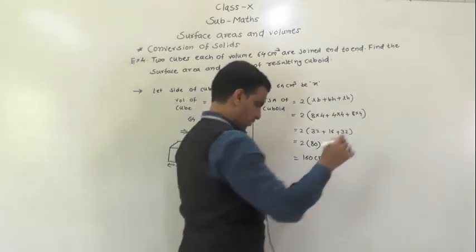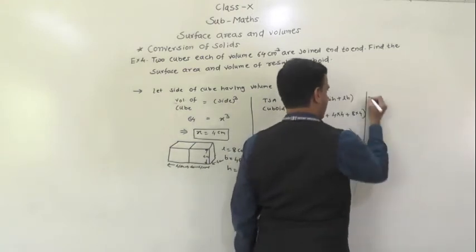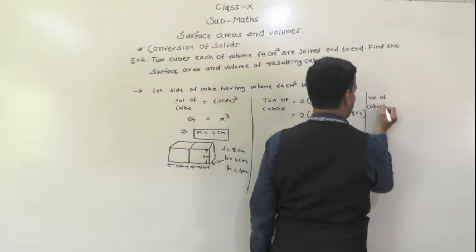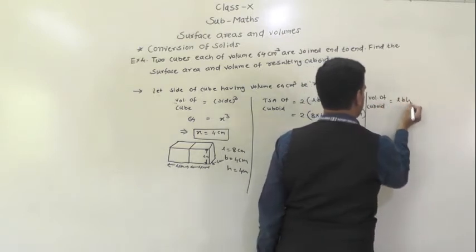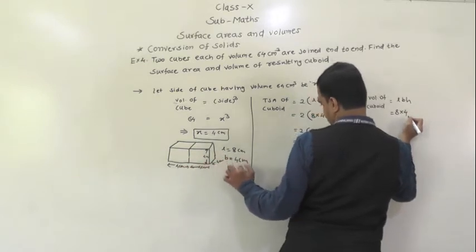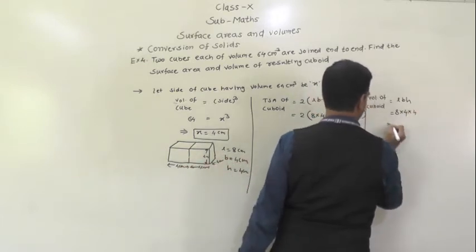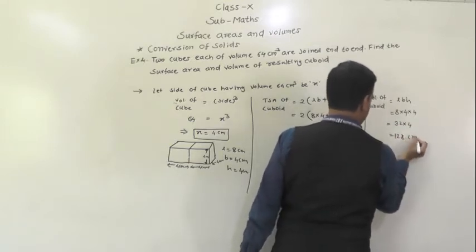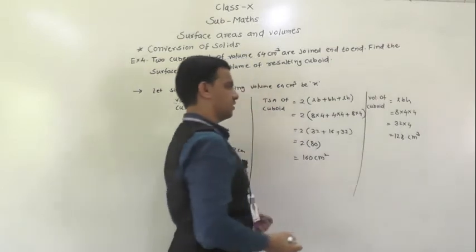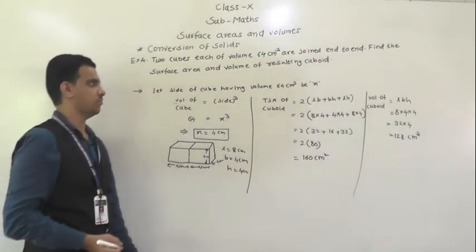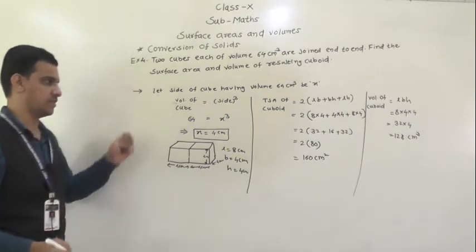Now we will find the volume of the cuboid. The formula for the volume of a cuboid is LBH. L is 8, B is 4, and H is 4. So 8 4s are 32, into 4: 4 2s are 8, 4 3s are 12, so 128 centimeter cube. That is the volume of the cuboid. Now we will take the next example.